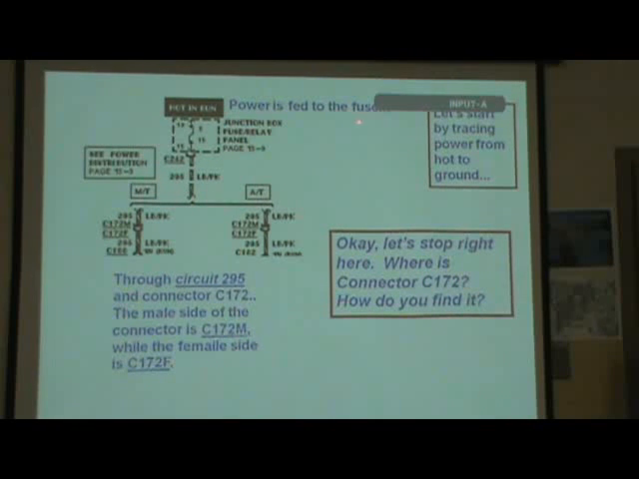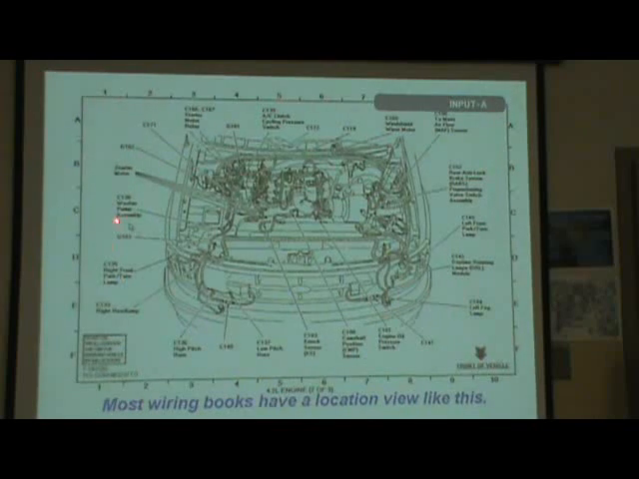Now then, power is fed to the fuse. We're going to start tracing power to ground. Down here, we're going through C172. You see that? We got to find C172 through circuit 295. Now, C172 is a connector. Watch this. Most of them have got a wiring location like that. You see C172 on there anywhere?